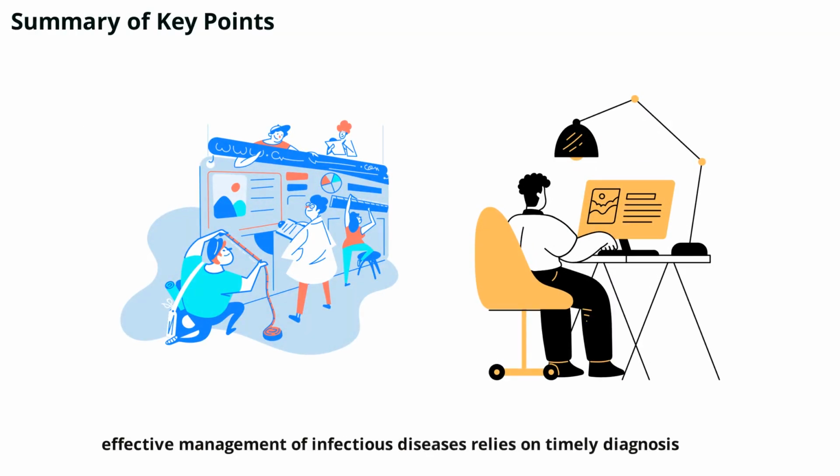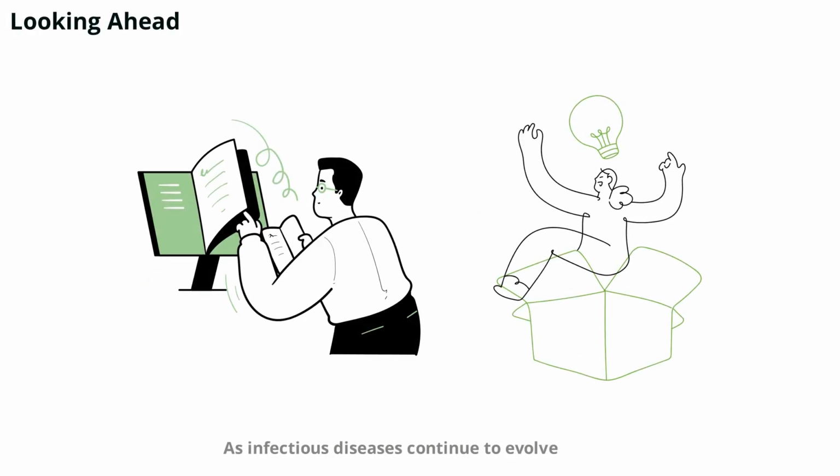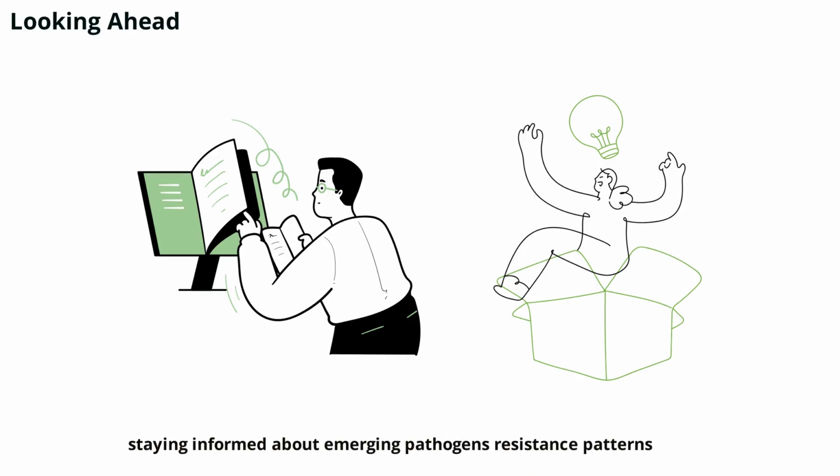Summary: effective management of infectious diseases relies on timely diagnosis, appropriate antimicrobial selection, and ongoing monitoring. Special considerations are needed for CNS infections, immunosuppressed patients, and those with resistant organisms. By following evidence-based guidelines and adapting to individual patient needs, clinicians can optimize outcomes and combat the growing threat of antimicrobial resistance. As infectious diseases continue to evolve, staying informed about emerging pathogens, resistance patterns, and new therapies is essential.